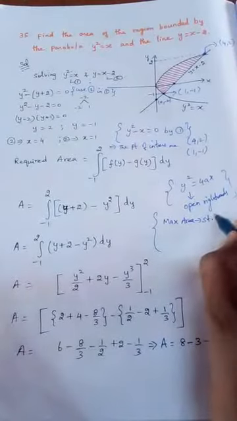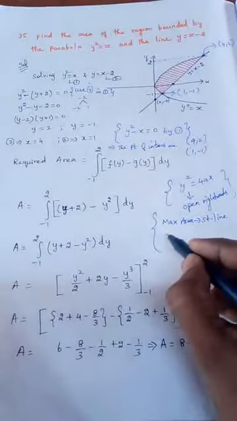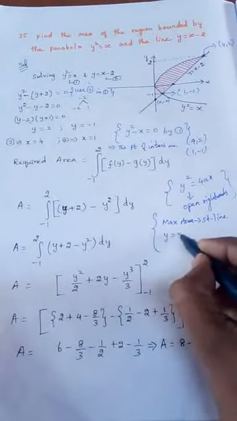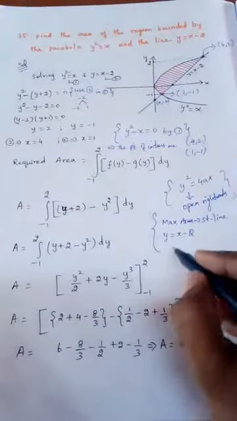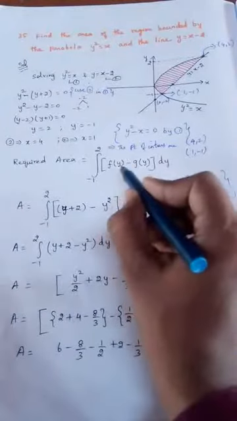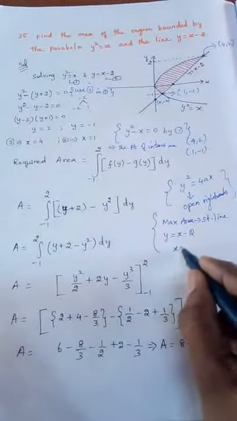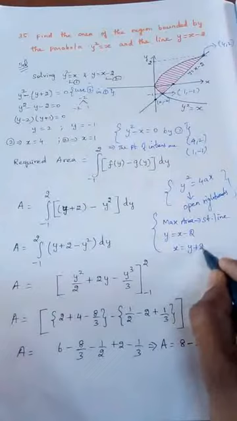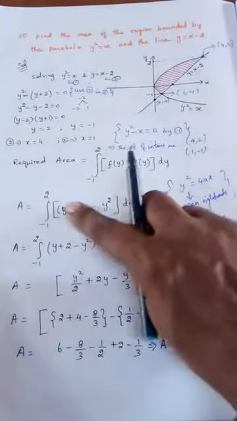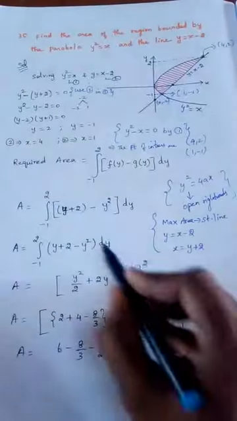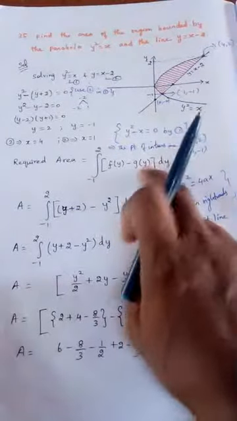Maximum area is the straight line. So what is the straight line equation? y is equal to x minus 2. From this I have to calculate what is y. x is equal to y plus 2, right? So the function of y is nothing but y plus 2 minus g of y.